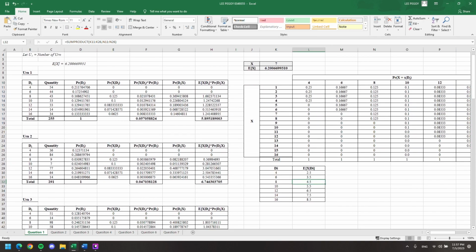Next, we create a table to compute the probability of a specific value of X, which will be inserted later on, given each type of die. Then we multiply the values with the respective probabilities of selecting the die to get the joint probability of X and Di. Now we can get the probability of Di given X by dividing each value by the total.